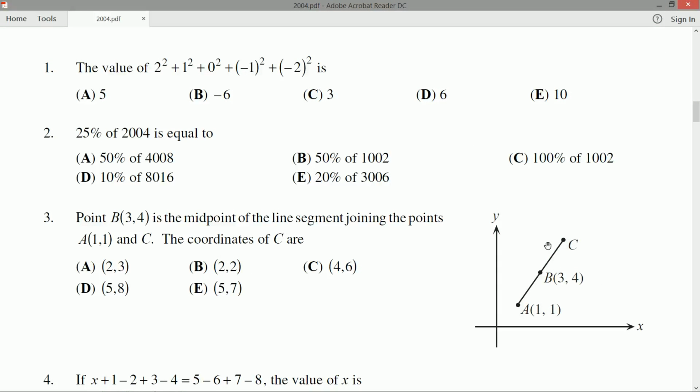So it says 25% of 2004 is equal to, and then rather than having a single number as our answers, we have different possibilities written sort of in the same style. 50% of 4008, 50% of 1002, 100% of 1002, 10% of 8016, 20% of 3006. So our problem is we don't know what any of these numbers are.